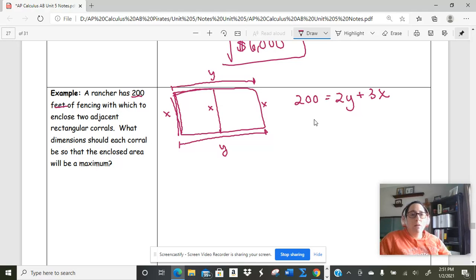And then they want the enclosed area to be a maximum. So my area is x times y. 3 variables, blah, blah, blah. So we need to solve for one of these and plug it in. I'm going to go ahead and solve for y.